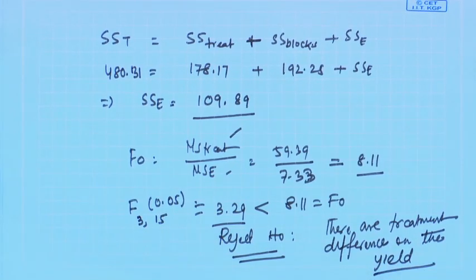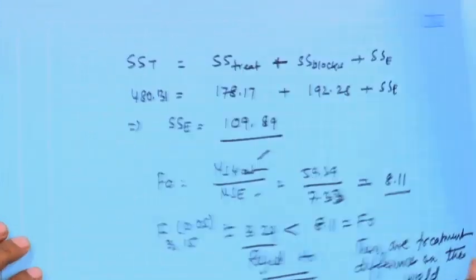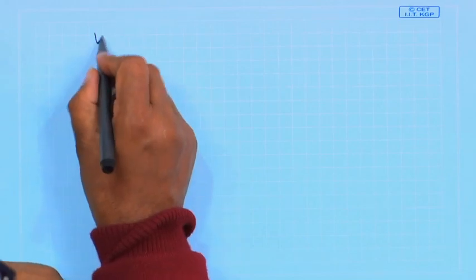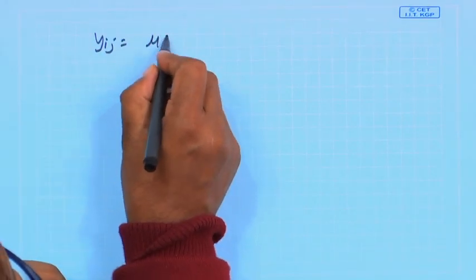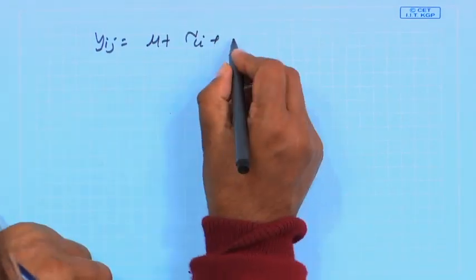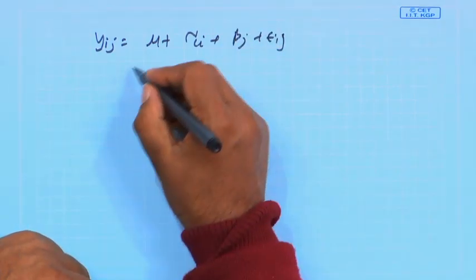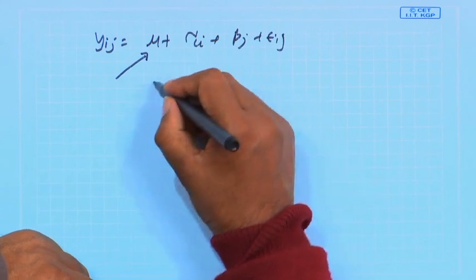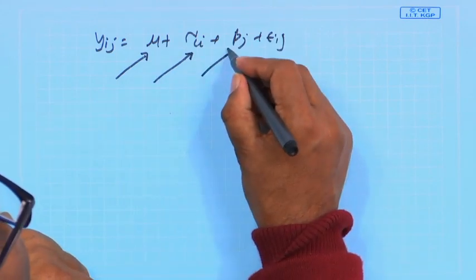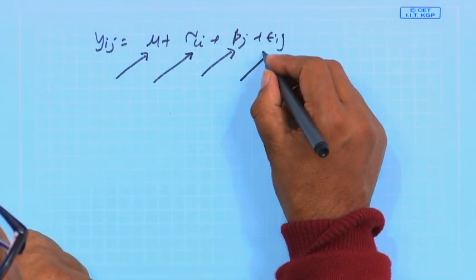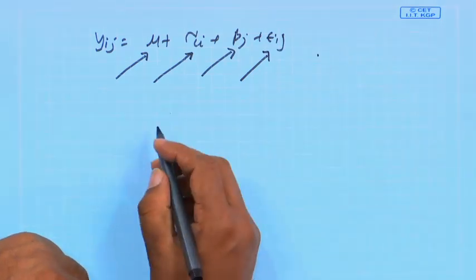Fine. So, this is what we have computed so far. Now, I have given you the model y i j equal to mu plus tau i plus beta j plus epsilon i j. What is the estimate of tau i, what is the estimate of beta j, what are the error estimates and all those things.